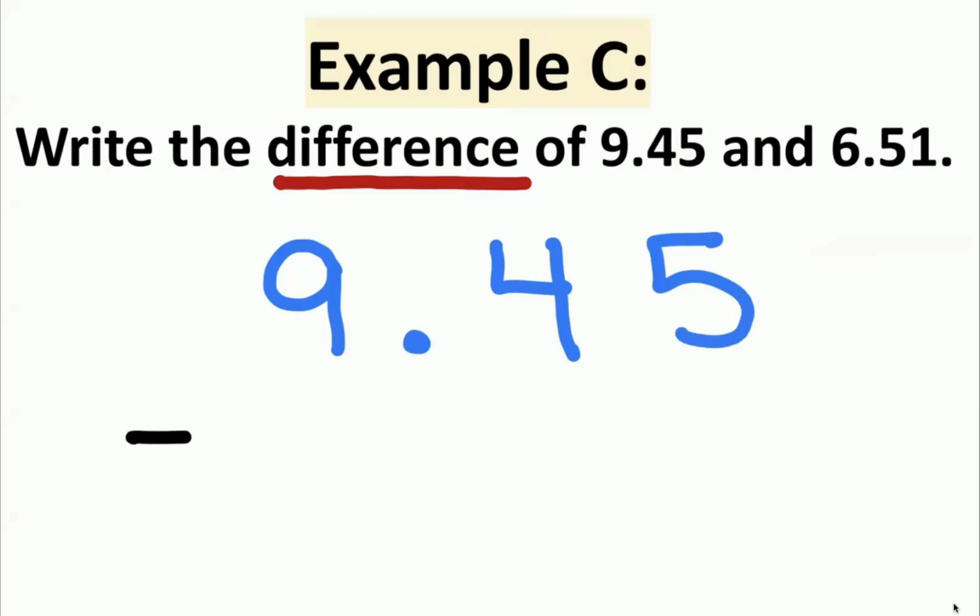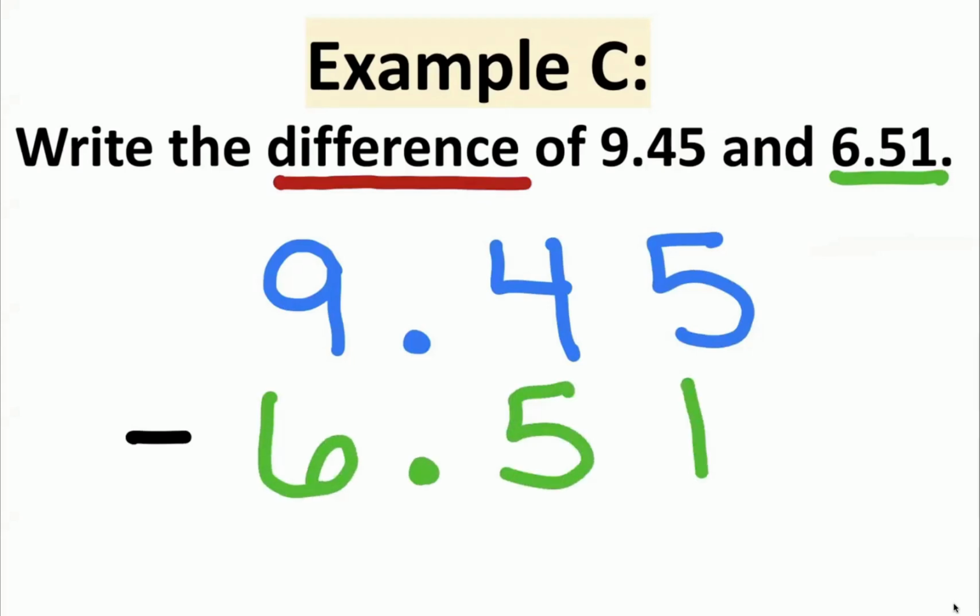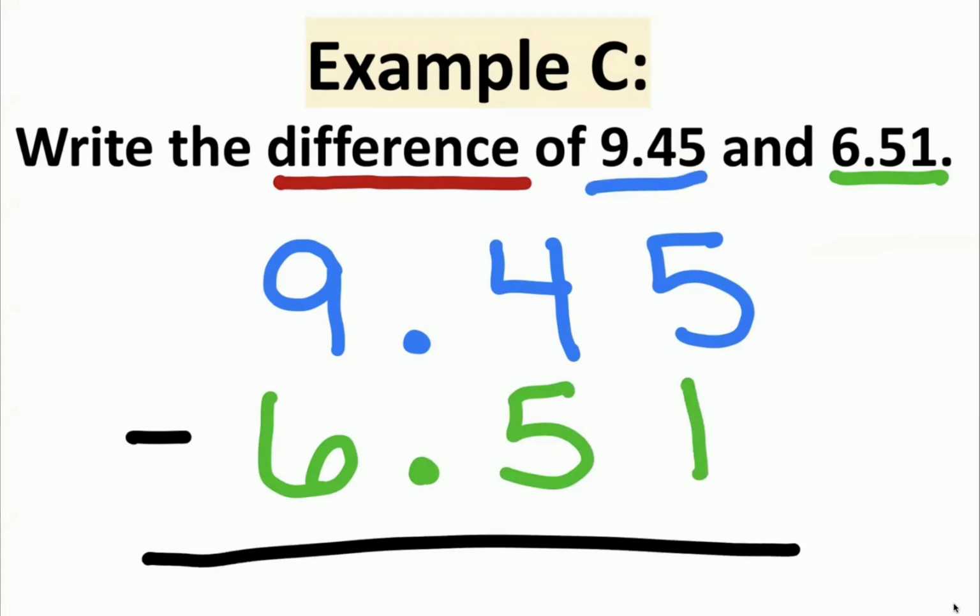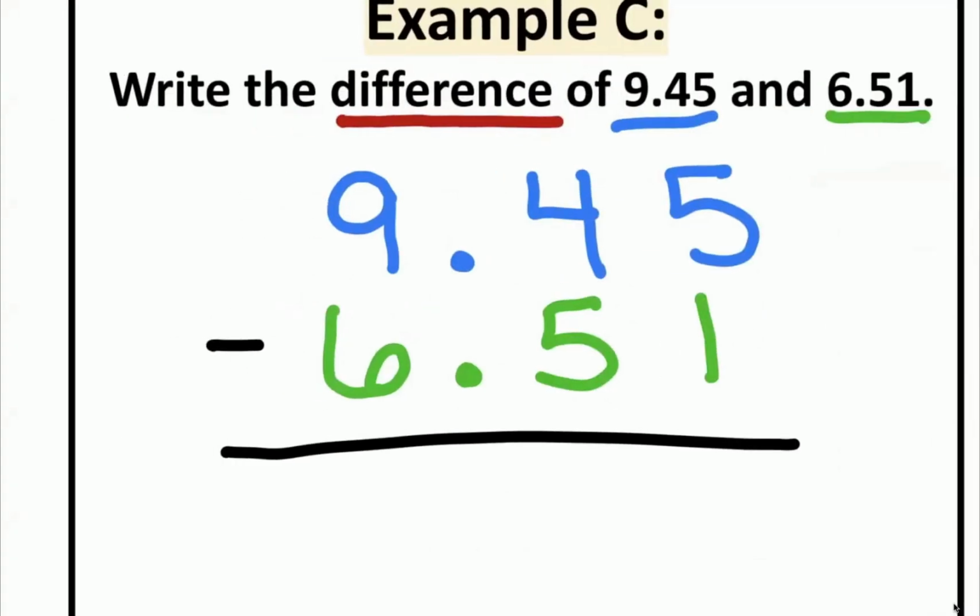minus 6, decimal super lined up, and 51 hundredths. And once again, we're going to start on the right-hand side. 5 minus 1 is 4. 4 minus 5. If I had $4, I couldn't spend $5. I wouldn't have enough. So I would need to borrow.